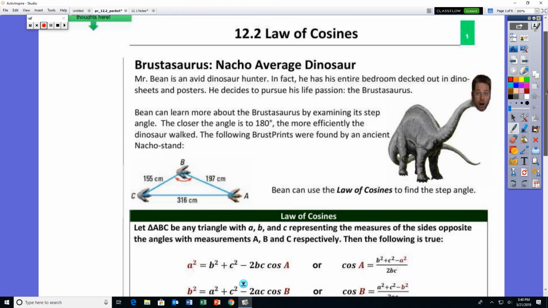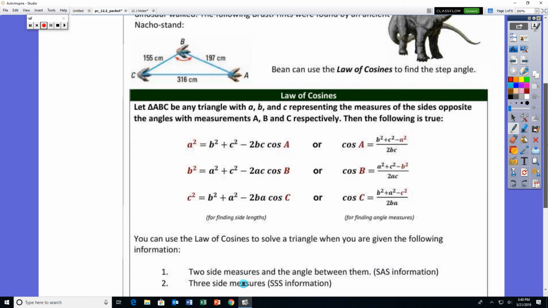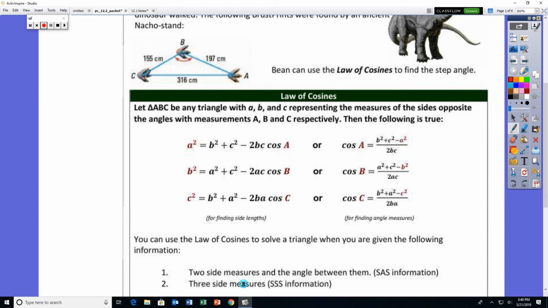Law of cosines. So we got ourselves a dinosaur walking around. Big dinosaur walks and his footprints will make a triangle. What we're going to use here is the law of cosines to be able to find out more about this triangle. We can use the law of cosines specifically in any situation where we know two side measures and the angle that's between those sides. Or if you just happen to know only the three sides of a triangle, we can use the law of cosines to find an unknown angle.